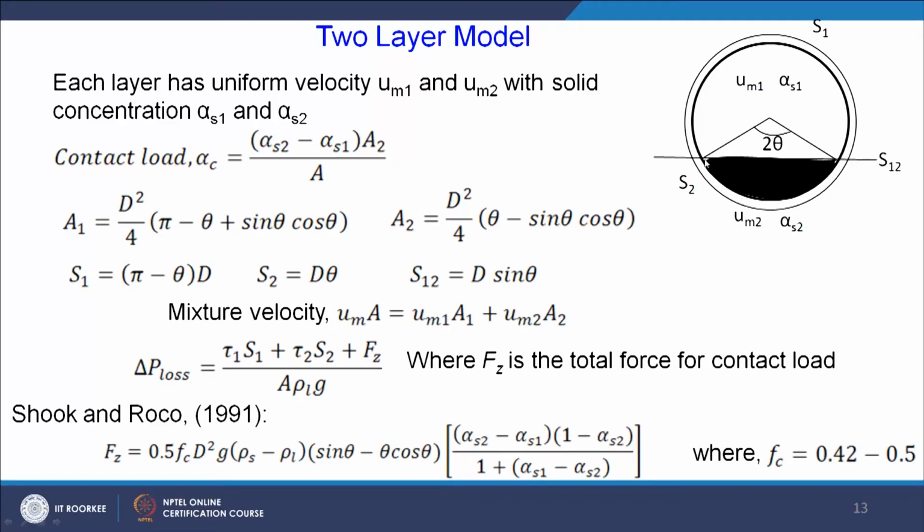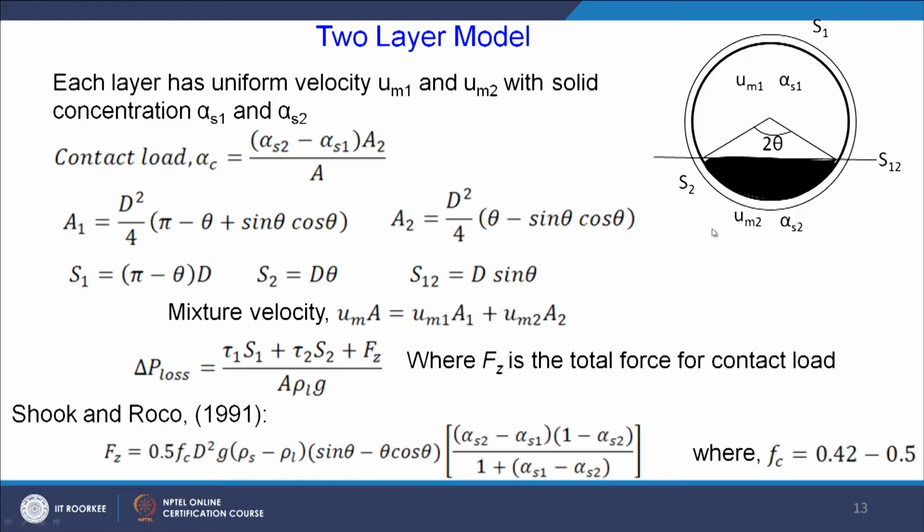Okay. So, a little bit of geometrical analysis, if we do, we can find out the contact length along the periphery by these two zones of the two layers of the slurry. So, S1 we can write down as (pi minus theta) into d, and S2 I can write down as d into theta. Okay.